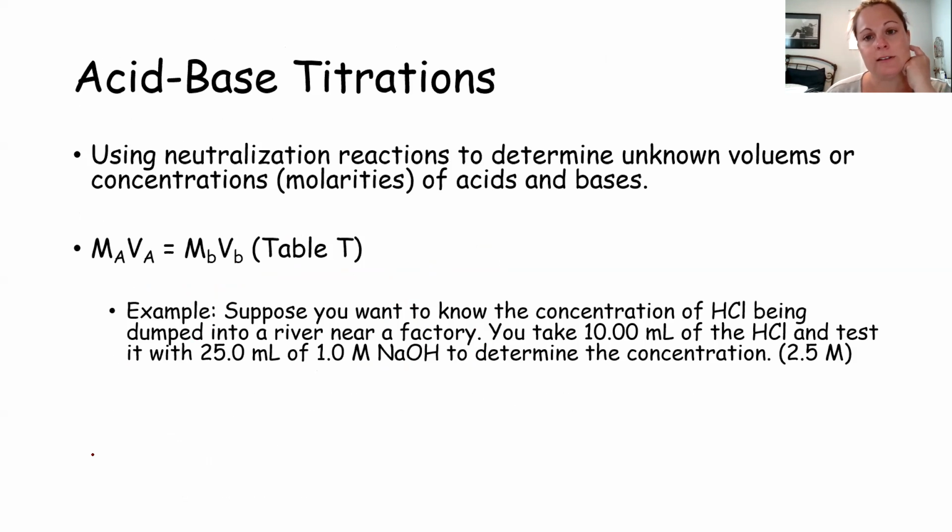Acid-base titrations are lab procedures where we can use this idea of neutralization reactions to determine unknown volumes or concentrations, which are molarities of acids and bases. On Table T of the reference table, you have this general equation. So basically, we're going to always be looking for one variable in this equation.